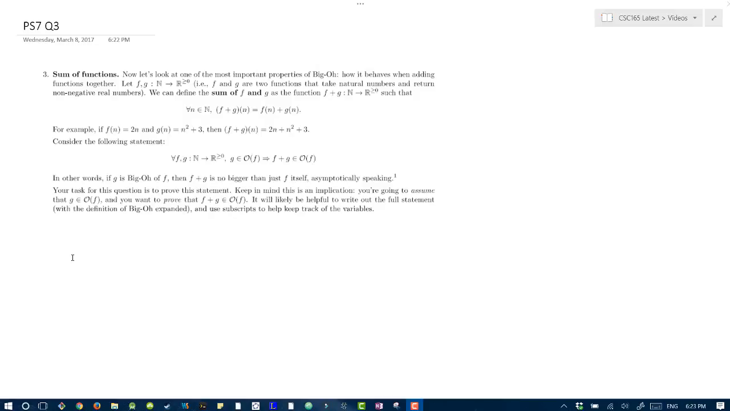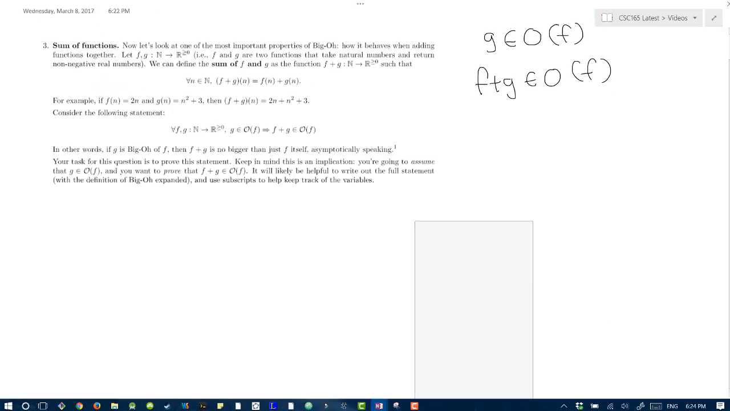Okay, so let's try to prove this. This is going to be about the sum of functions. If we have a function g that is in the big O of f, then we know that f plus g is also in the big O of f. So let's get right to it.